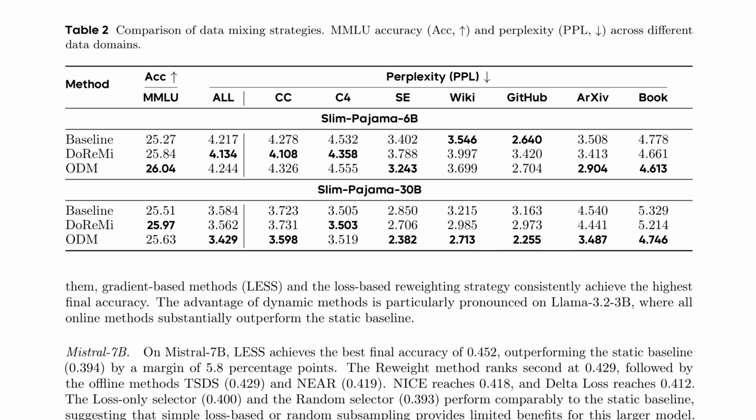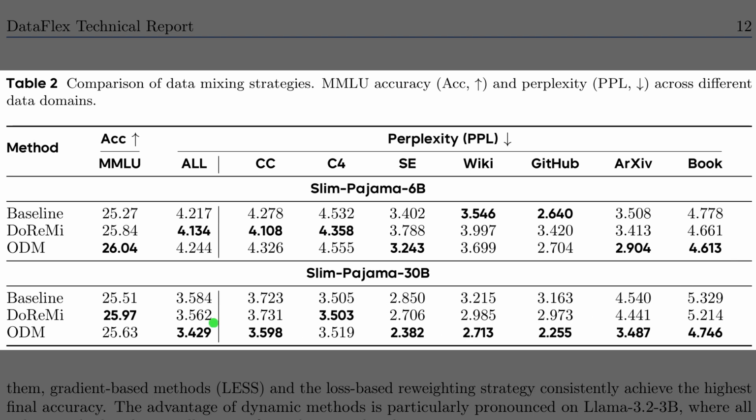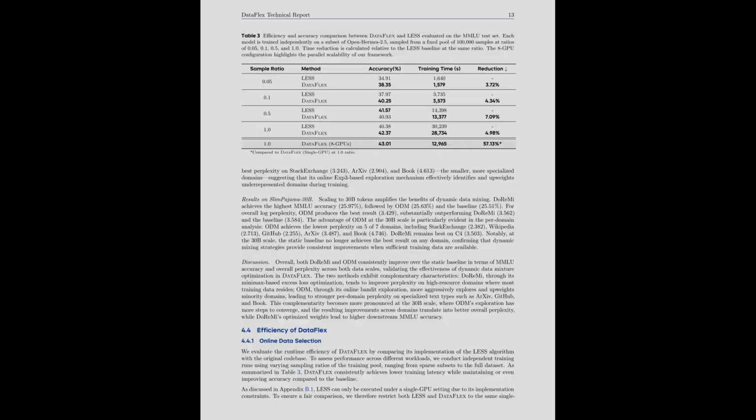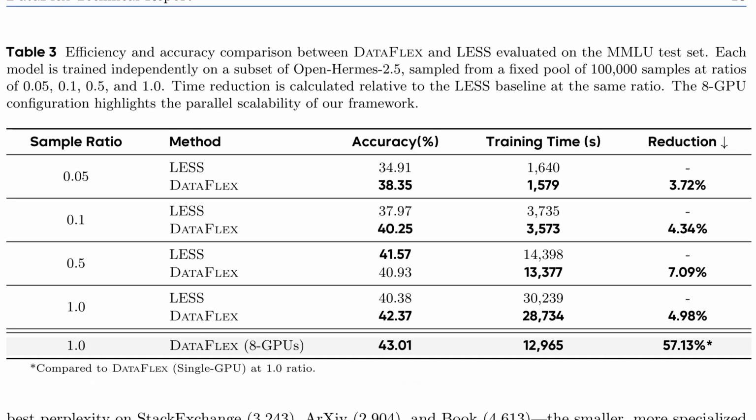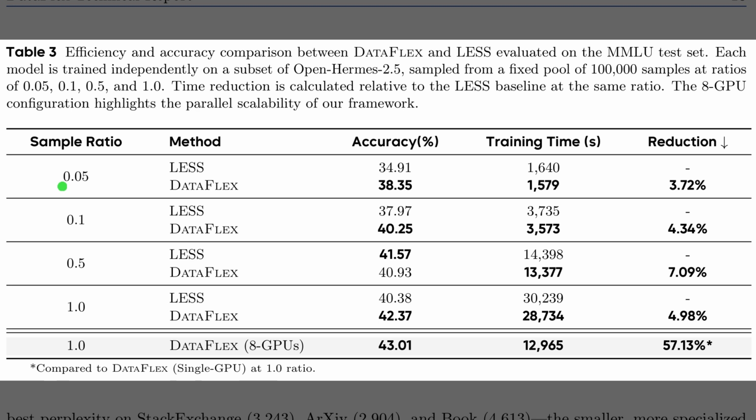Okay. Table 2 compares data mixture strategies like Do-Re-Mi and ODM against the baseline. It tracks accuracy and perplexity across different text domains, at both 6 billion and 30 billion token scales. Perplexity measures how well a model predicts text, so lower scores are better. Both dynamic methods outshine the static baseline. Specifically, ODM achieves the lowest overall perplexity at the 30 billion scale, driving strong improvements in specialized domains like GitHub and ARCS4.